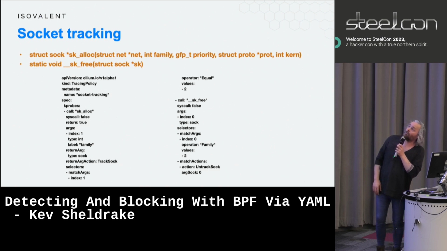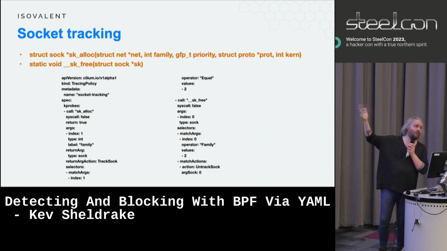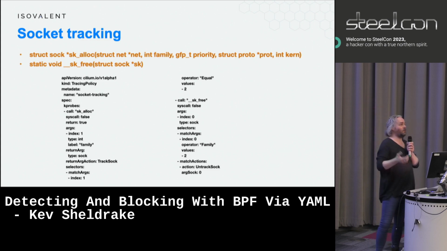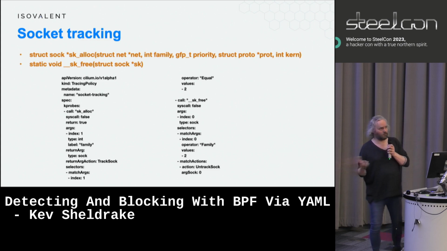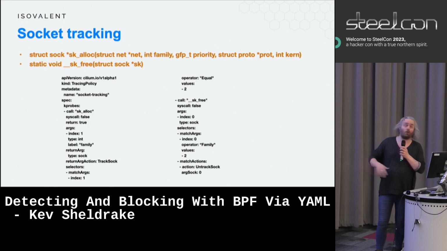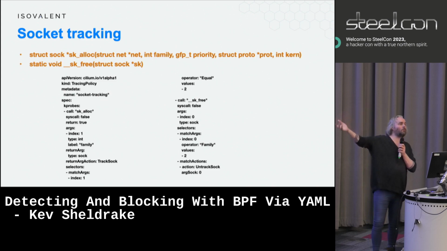So there's a bit of YAML for socket tracking. We're hooking on sk_alloc and sk_free, sk_free being like closing a socket. And all we're saying is we're going to match the family to family 2, which is IPv4 in this case, because we care about IPv4 for this, but you could care about other families if you want, or just not bother matching on it. And then the action is, on the return arg, the action is track sock. So the return of sk_alloc is the struct sock pointer. So we're going to take that on the return, and we're going to map that to whichever process did it.